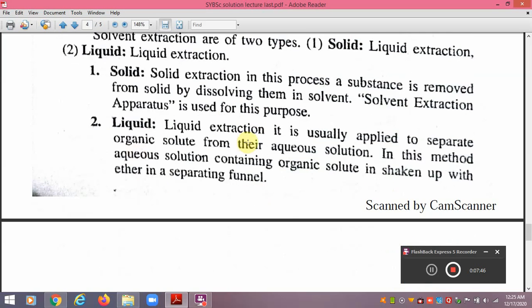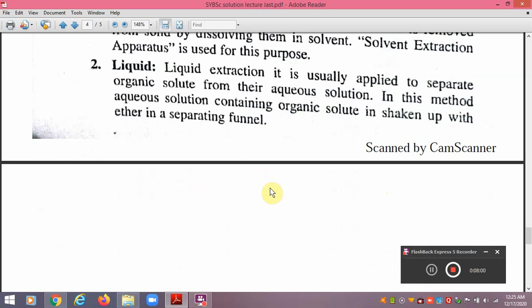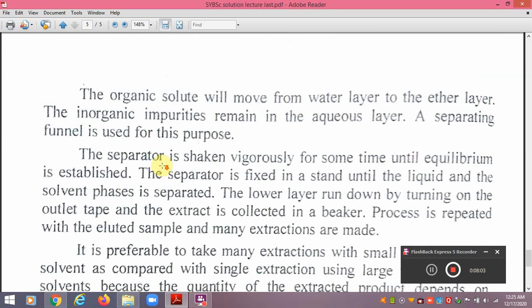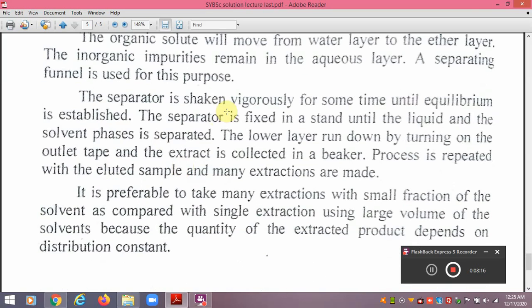Liquid extraction is usually applied to separate an organic solute from an aqueous solution. In this method, the aqueous solution containing the organic solute is shaken with ether in a separating funnel. So this is very important. The organic solute will move from the water layer to the ether layer, and the inorganic impurities remain in the aqueous layer. The separating funnel is shaken vigorously for some time until equilibrium is established, and then it is fixed in a stand. This is the process actually.